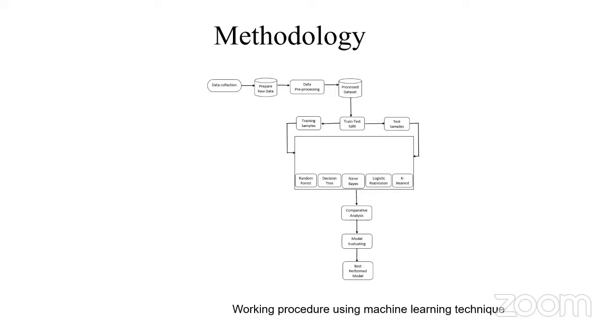Methodology. First of all, we collect the data from Google Form and prepare the raw data. After collecting the raw data, we do data preprocessing. After preprocessing, the data goes to the training and testing stage. We use five machine learning algorithms: random forest, decision tree, Naive Bayes, logistic regression, and KNN neighbor algorithm. After that, we do a comparative analysis of the five algorithms. After the analysis, we evaluate the models of the five algorithms and find the best performing model.